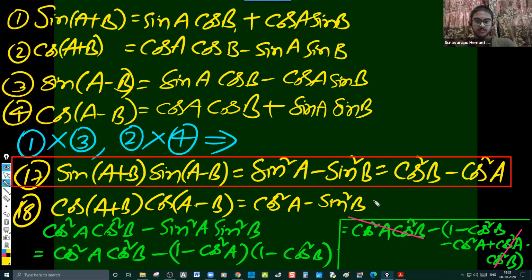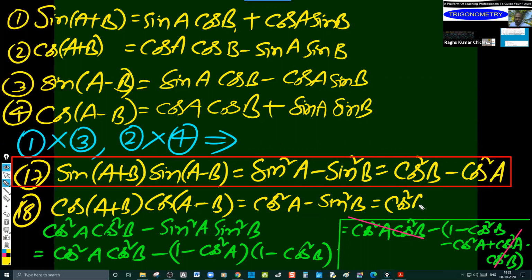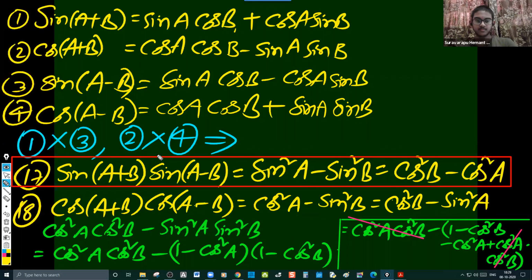So this is one formula, and you can even convert it the other way. You can write it as 1 minus sin²A and 1 minus cos²B; the 1 gets cancelled, and then you will get it in the form of cos²B minus sin²A also. Just observe it. So through the product, you can derive two more important formulae.